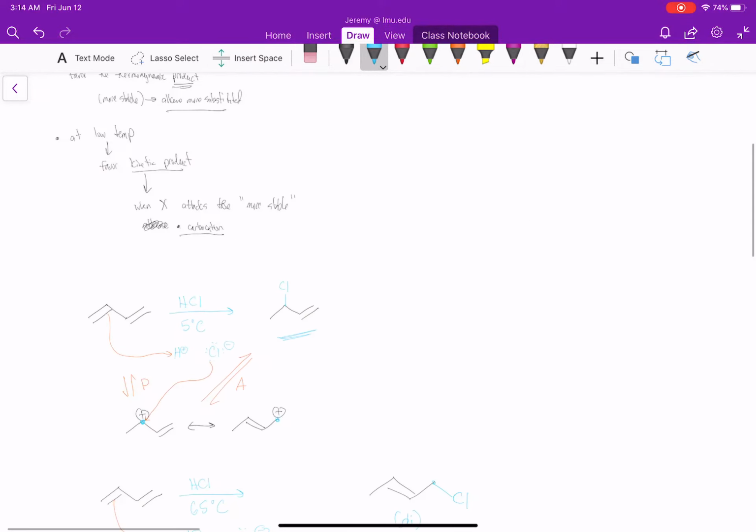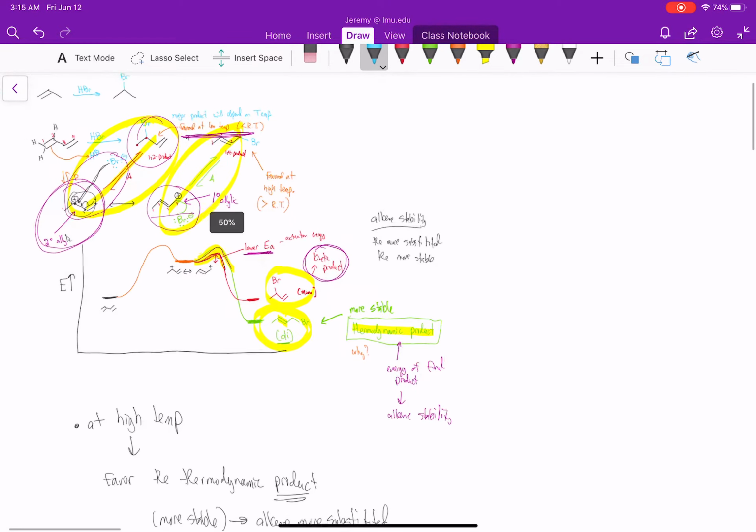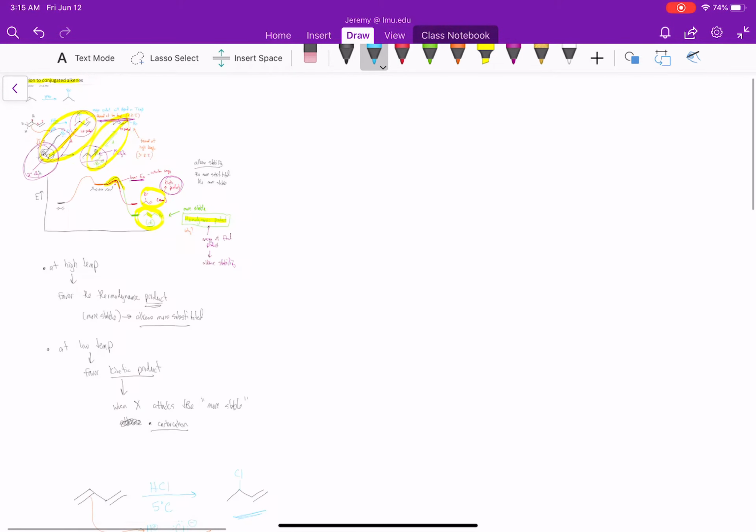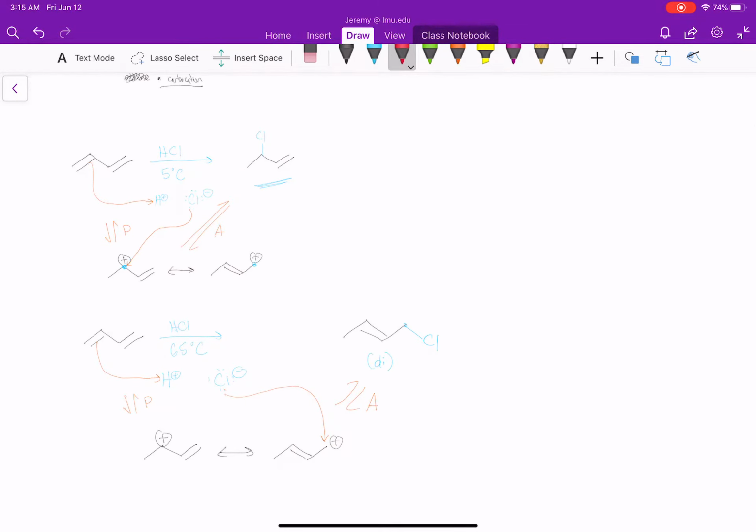Okay, so if I do this reaction and I don't give you a temperature, right, which I won't do, you don't know what the major product is. But if I give you a temperature, right, low temp, you're going to attack the more stable carbocation, that will be the major product. High temp, you'll form the more substituted alkene, and that will be the major product there. All right, so this is our first reaction with a conjugated system.